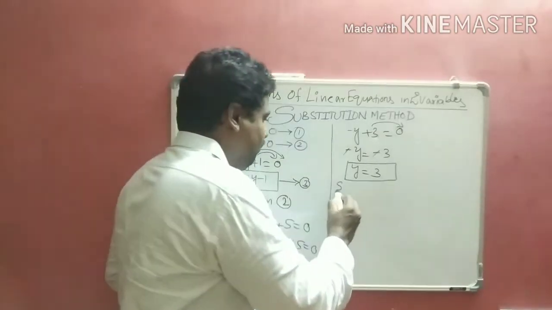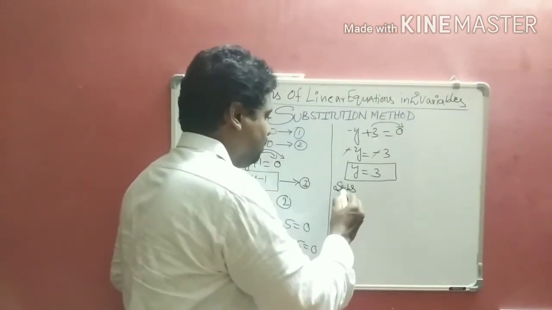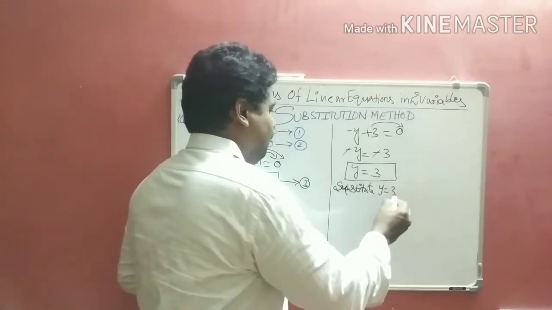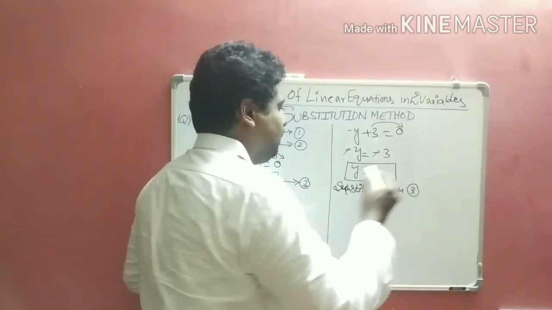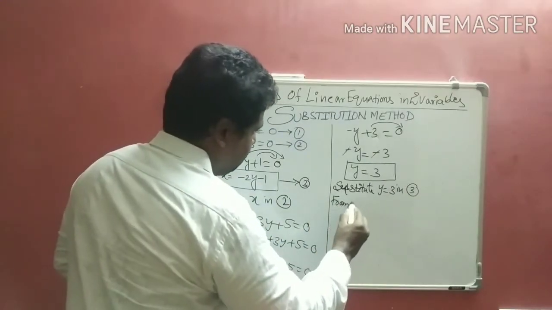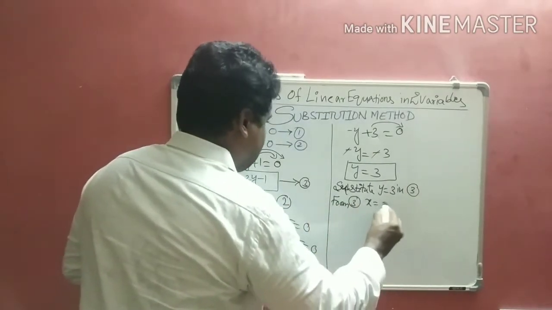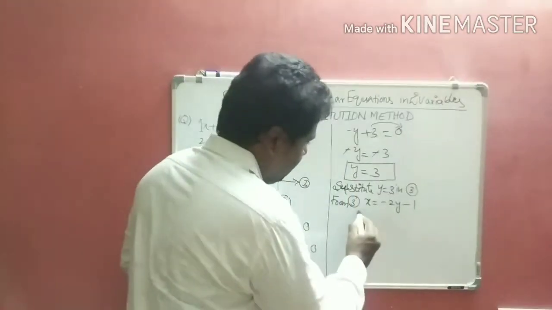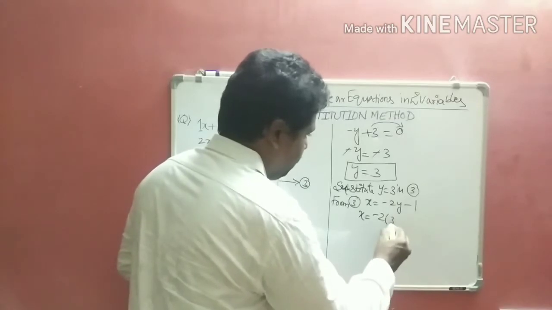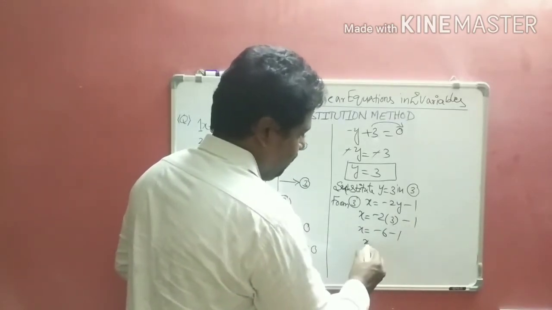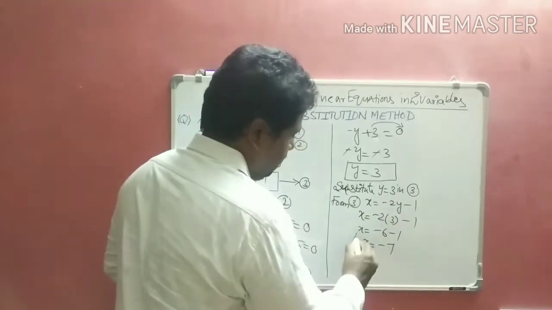So now what do we write? Substitute y is equal to 3 in equation number 3. So what is equation number 3? From 3, x is equal to minus 2y minus 1. Substituting the value of y, x is equal to minus 2 into 3 minus 1. So x is equal to minus 6 minus 1, so x is equal to minus 7.